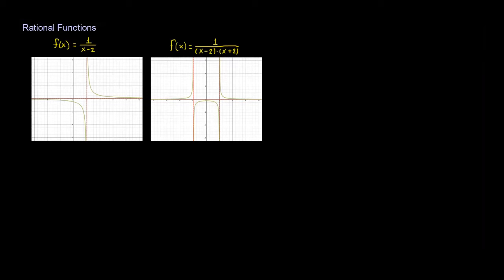Hi, in this video I'm going to explain further this concept of rational functions, and I'm going to start out by reusing the ones we have used in previous videos to explain this topic. I'm going to start with the simplest one, which is this 1 over x minus 2, the simplest type, and I'm going to check out the similarities with this other one when we have multiple factors.